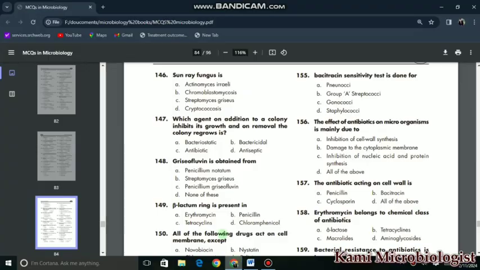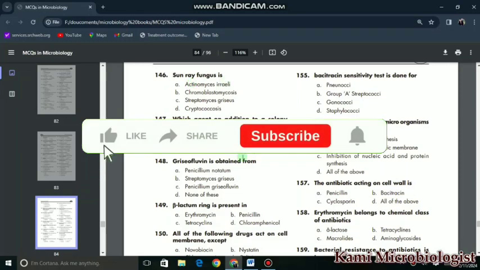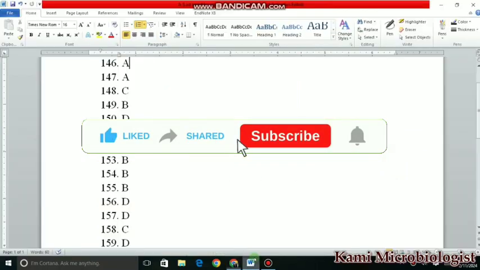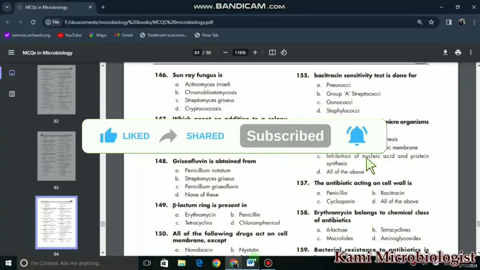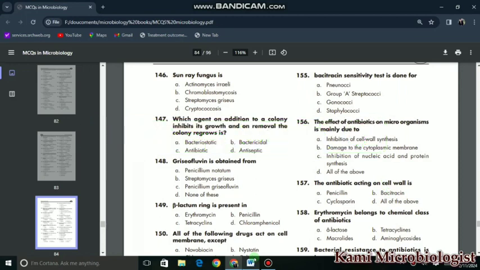146 MCQ says that sun ray fungus is what? Actually, Actinomyces aeriale. Which agent on addition to a colony inhibits its growth and on removal the colony regrows? So this is bacteriostatic. Okay, griseofulvin is obtained from Penicillium.